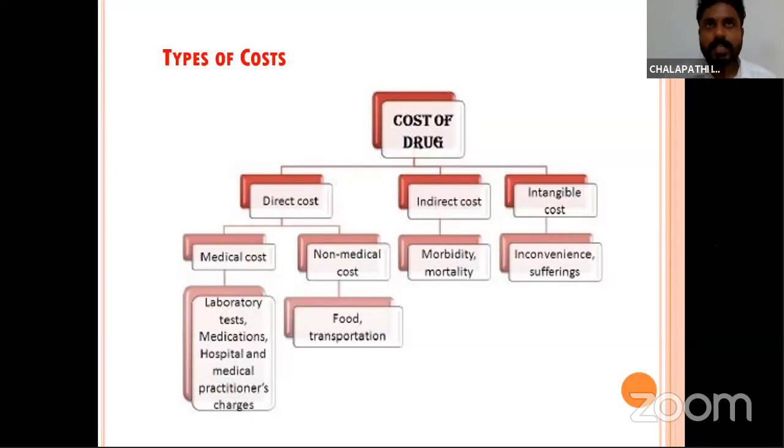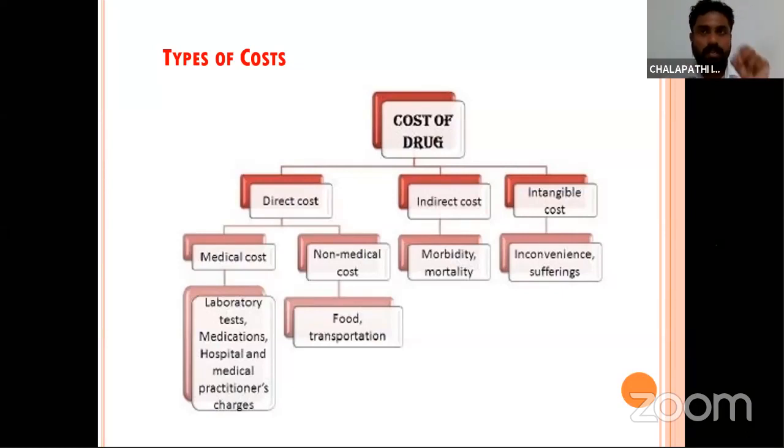So simple concept, direct means you are paying directly, or you are using that money to get a direct medical facility. If you are using that money for a medical reason, that is called medical direct cost. Are you following me?